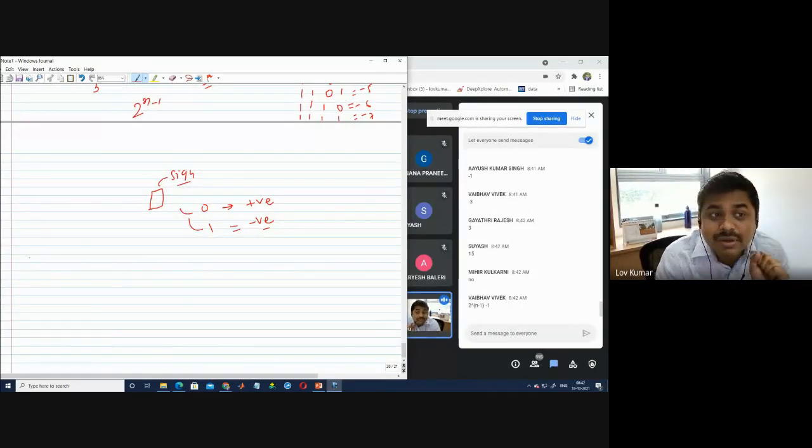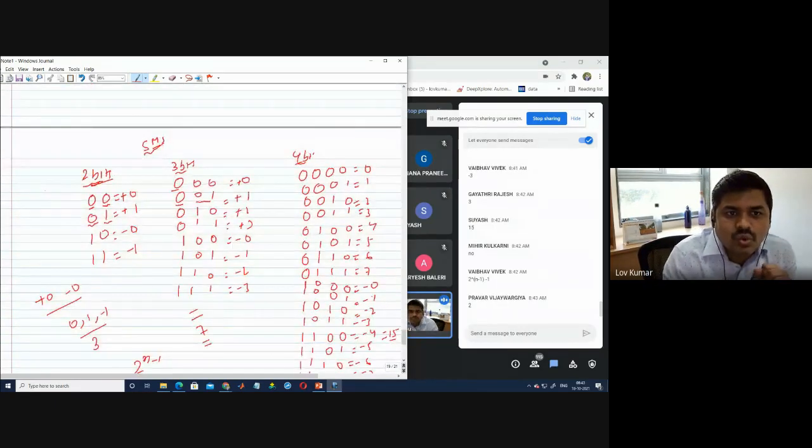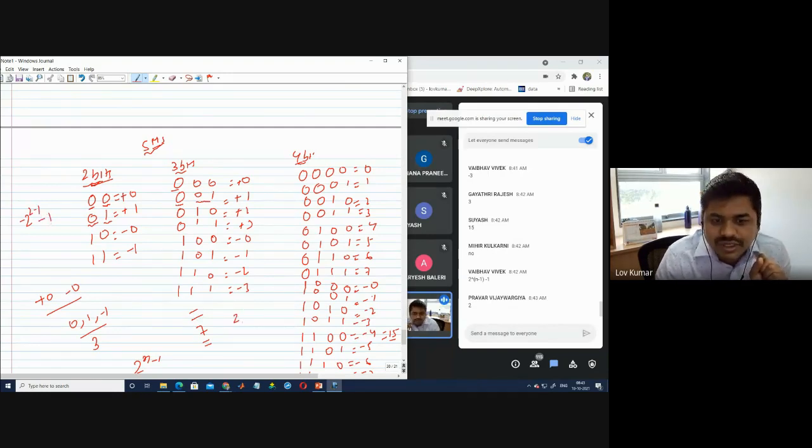What is the minimum number we are writing? Anyone? What is the minimum? If the number of bits equals 2, we write the minimum equal to minus 2 to the power 2 minus 1, minus 1. Same like that, here we can write the minimum equal to minus 2 to the power 3 minus 1, minus 1. And here you write minus 2 to the power 4 minus 1, minus 1.